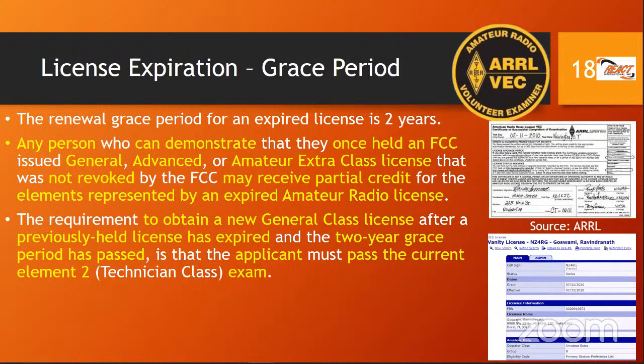But remember, also, we said when your license has expired, you cannot use it. Even within the grace period, you cannot somehow come up and transmit and use the call sign. Your license has expired. The only way you can transmit is if you renew. So some people think, well, I'm within the grace period, I didn't renew the license, I could still somehow use my call sign. No, you cannot. You must renew before you can use the call sign legally.